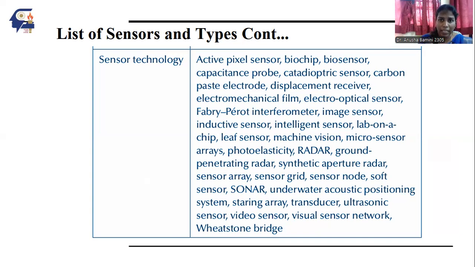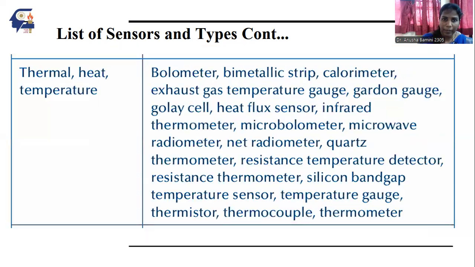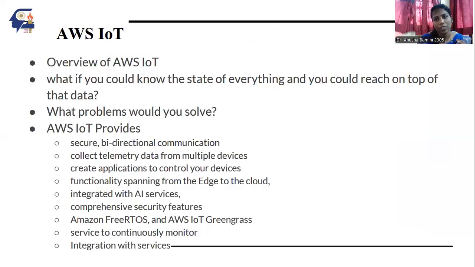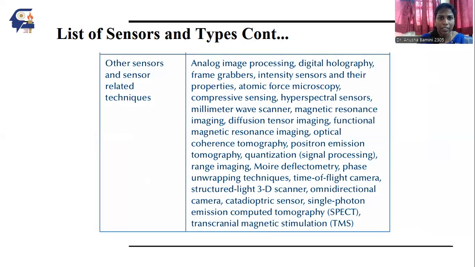We have various kinds of sensors available to capture the data from the environment. Okay, so for any kind of project you can use this type of sensor to complete the IoT project. Okay, in thermal and heat temperature, then these are some other sensors which are used in various kinds of techniques.